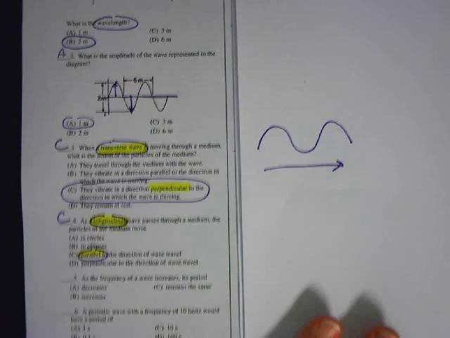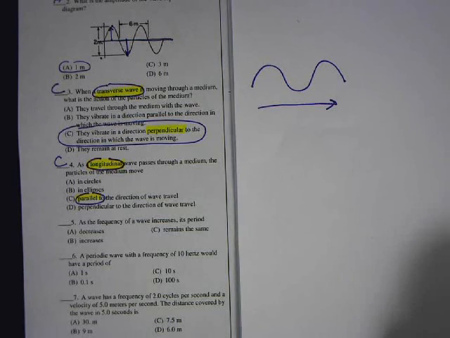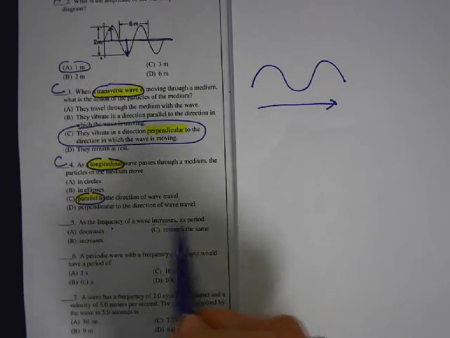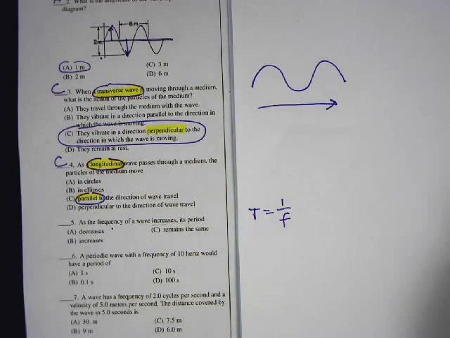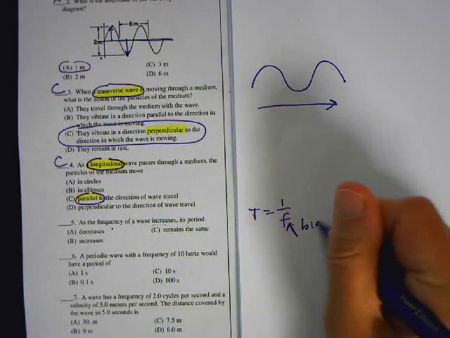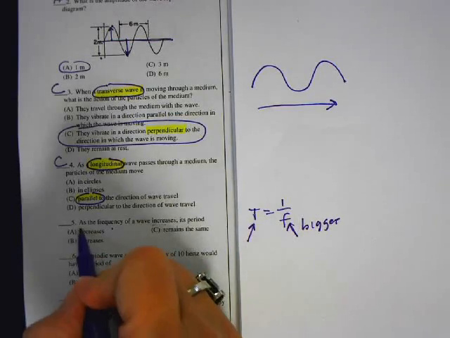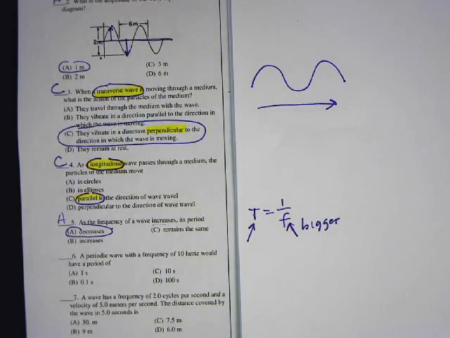Number 5, as the frequency of a wave increases, what happens to its period? So the first thing I'm going to say to myself, what is the relationship between frequency and period? Well, I know they're reciprocals of one another. So as the frequency increases, what happens to the period? So the period T is equal to 1 over F. So as this gets bigger, as this increases, what happens to this? Well, that's going to decrease because they are inversely proportional, and you can tell just by looking at the equation.